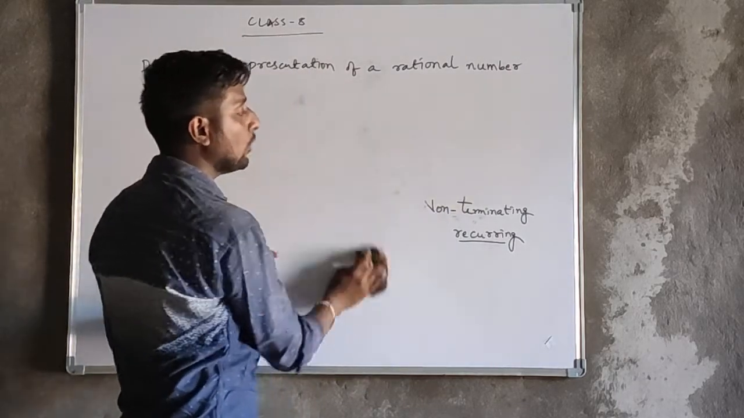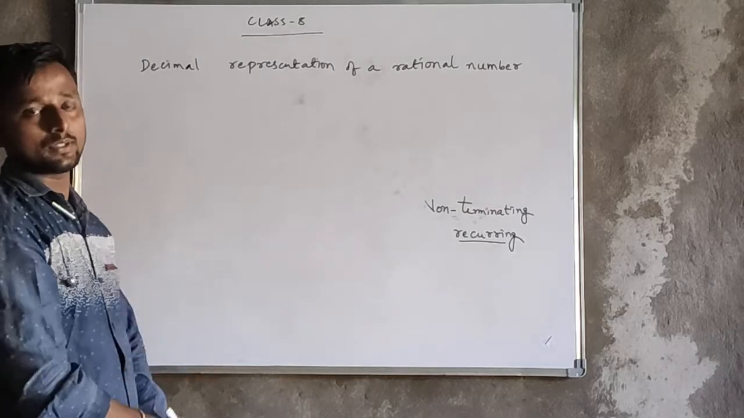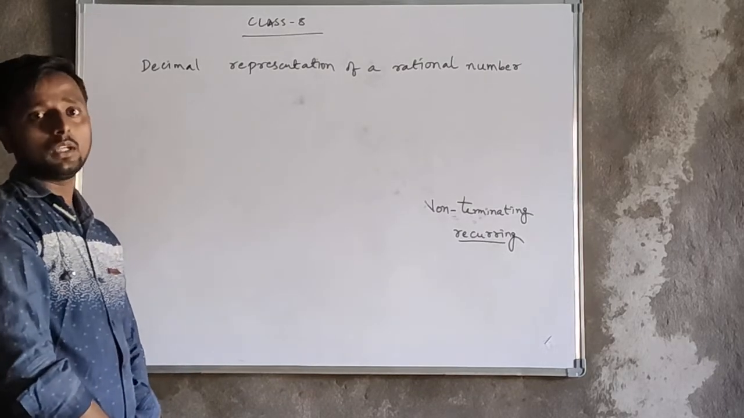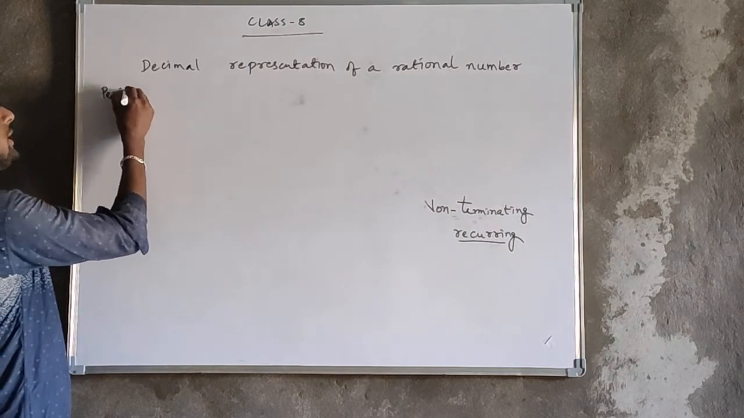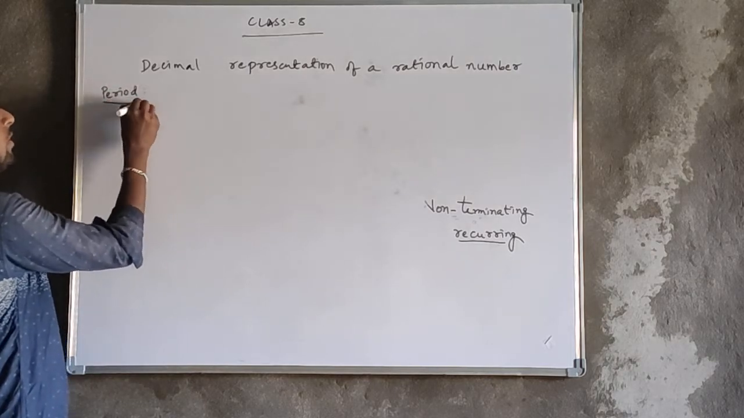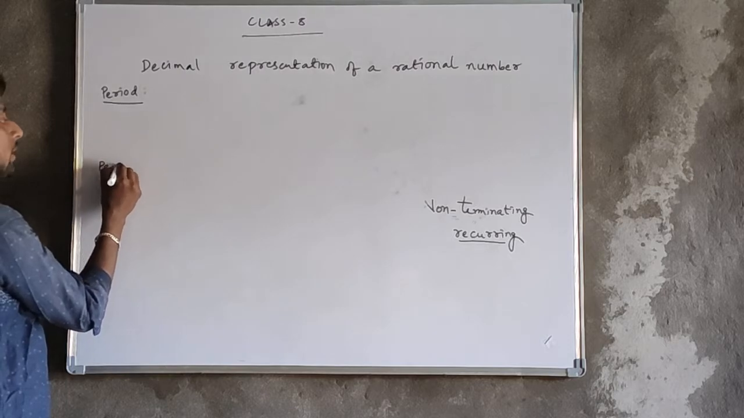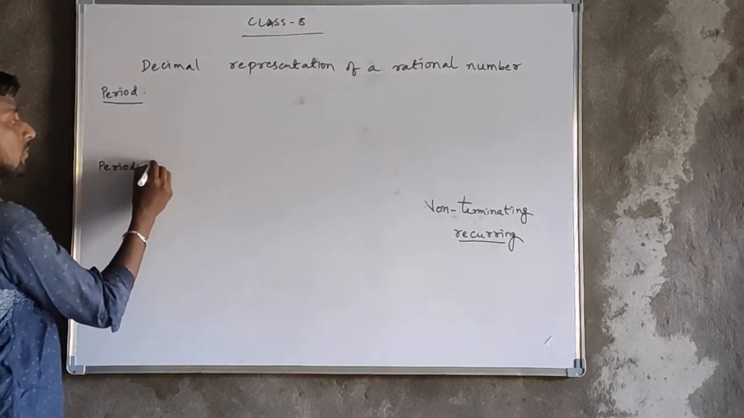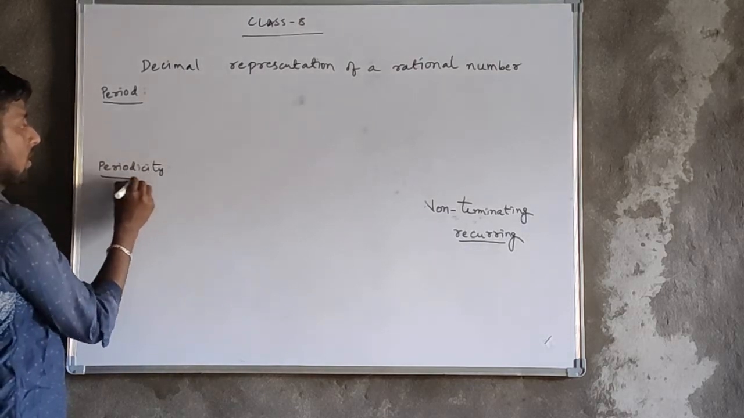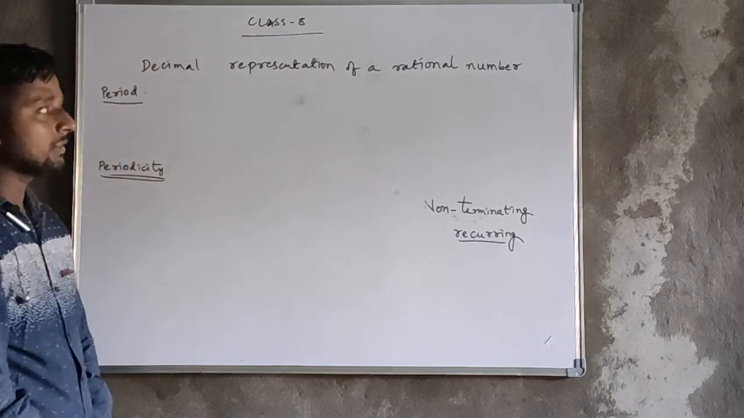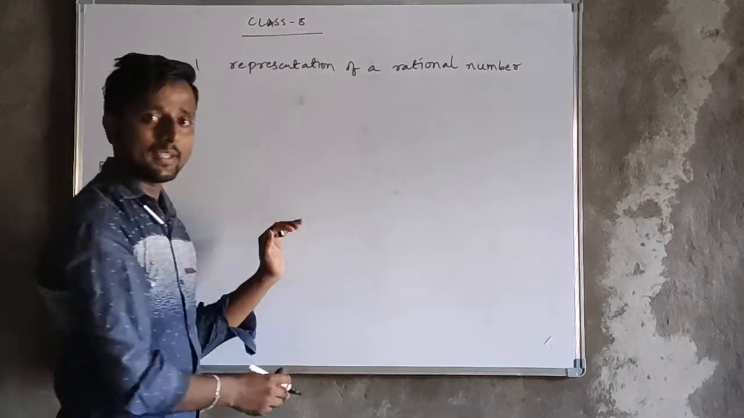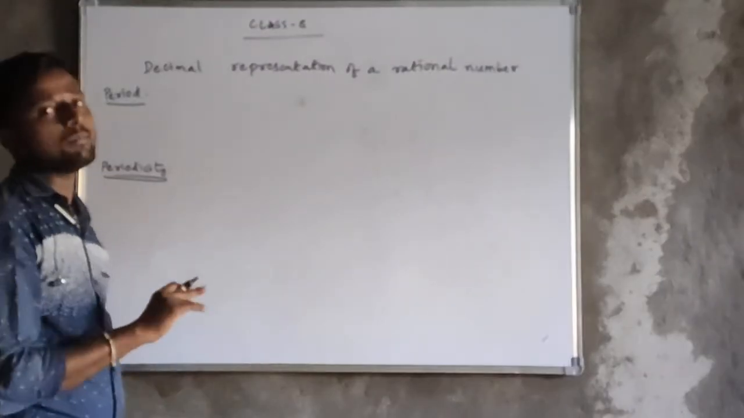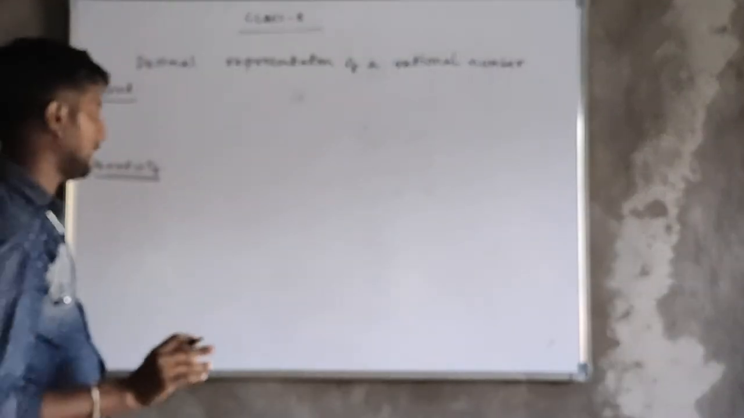Now we'll talk about non-terminating recurring decimals. If you want to really learn about it, we have to know two things: one is the period, and one more is periodicity. Before writing the definition, I'll show examples. By examples you may have a little idea about it.